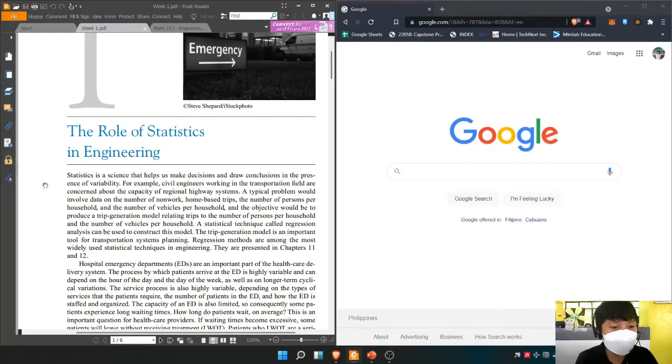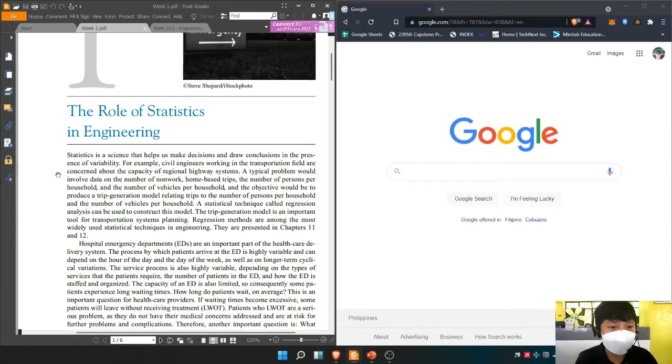So it says here that statistics is a science that helps. So it's not really mathematics. Statistics is a science that helps us make decisions and draw conclusions in the presence of variability. So the first word that we're going to talk about here is variability. What does it mean when we say variability?